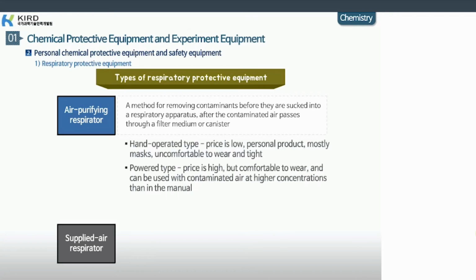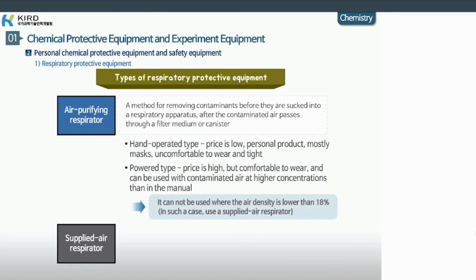The hand-operated type is inexpensive and is a personal product. It is also uncomfortable to wear and tight. The powered type is expensive but comfortable to wear, and it can be used with contaminated air at higher concentrations than those in the manual type. They cannot be used where the oxygen density is lower than 18%. In such a case, use a supplied air respirator.